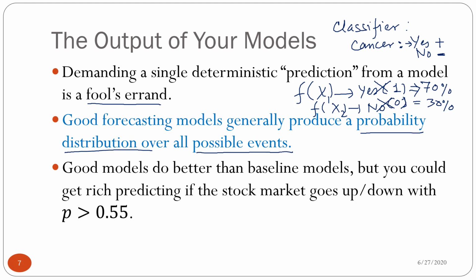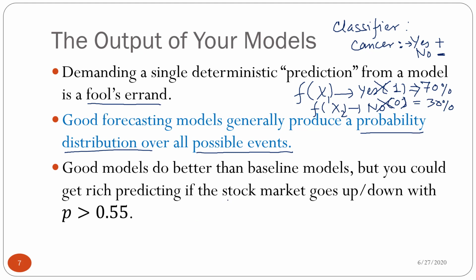Alright, so there's one more interesting thing that we have here, which says that good models do better than baseline models, but you could get rich predicting. Alright, so this is about the models, like how good your model was, right? This point is saying that if your model is doing slightly better in certain important cases, then it will be considered a good model.